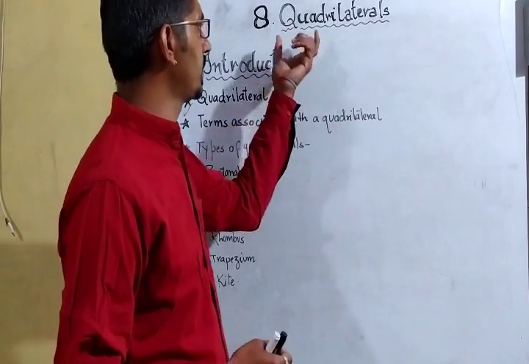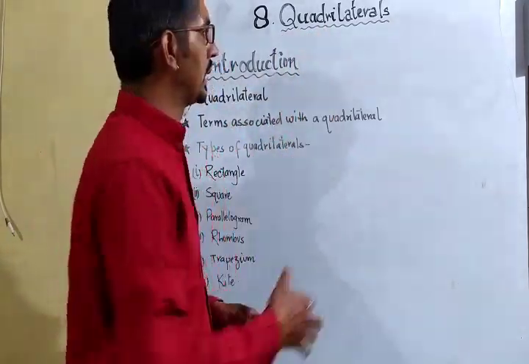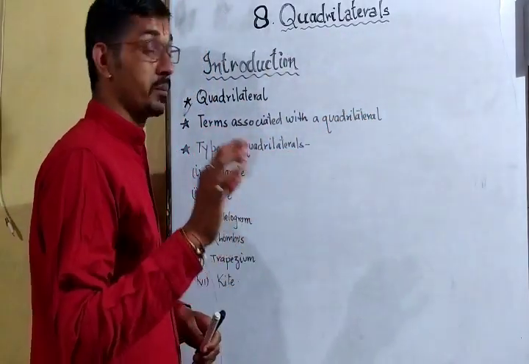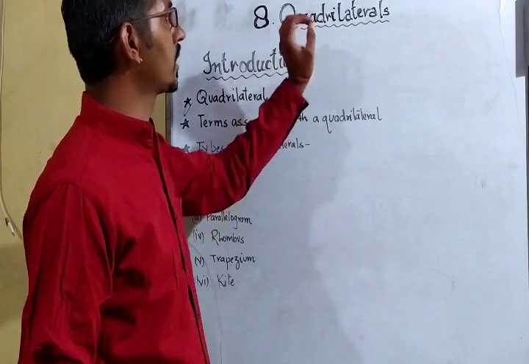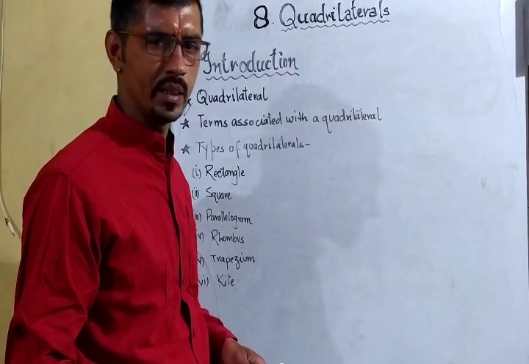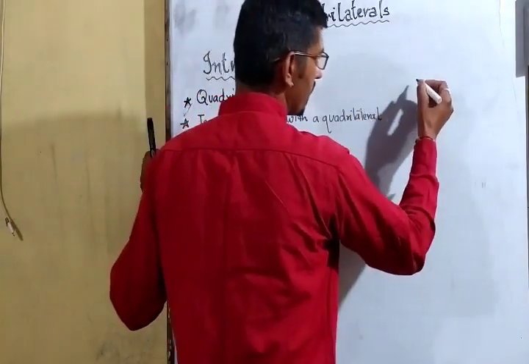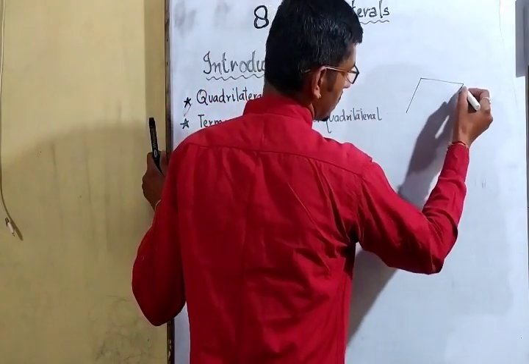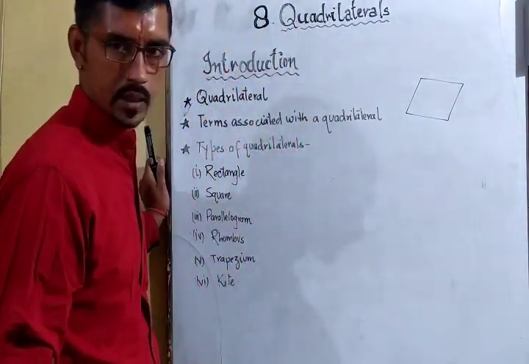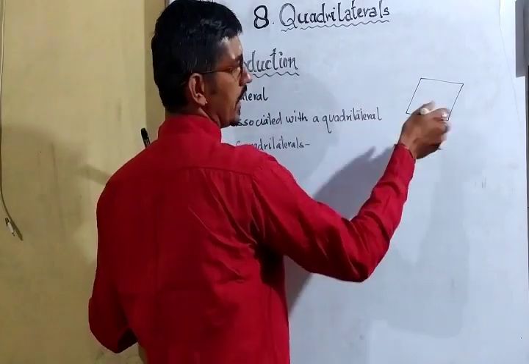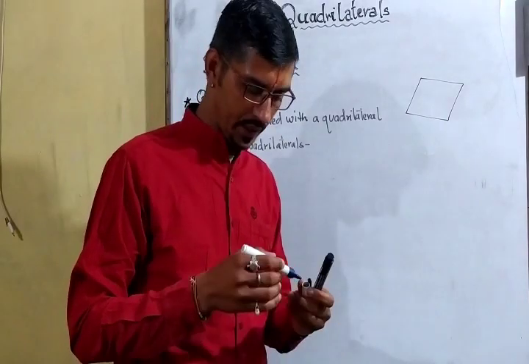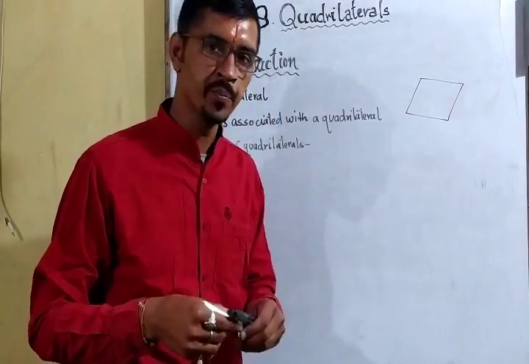Quadrilateral, as the name indicates, quad stands for four. Lateral means side. A four-sided figure is known as a quadrilateral. But the proper definition is: a four-sided closed figure is known as a quadrilateral. Very important and very easy. चार भुजाओं की बंद आकृति को हम quadrilateral कहते हैं. So it is very easy to find: a four-sided closed figure is known as a quadrilateral.